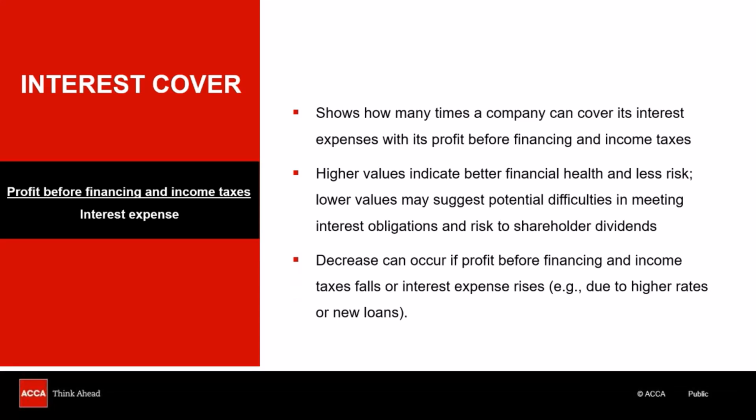A decrease can occur in interest cover because of two reasons. Either the numerator is decreasing, which is the profit before financing and income taxes, or the denominator may be increasing. Now, in such cases, if the interest expense is rising, it may be due to higher rates. If the company is already struggling with financing its current debts, getting a new one may become an even bigger challenge and the rates might be very high. Or even if the same rates are being applied, the company taking new loans also means that it is going to impact the interest expense.